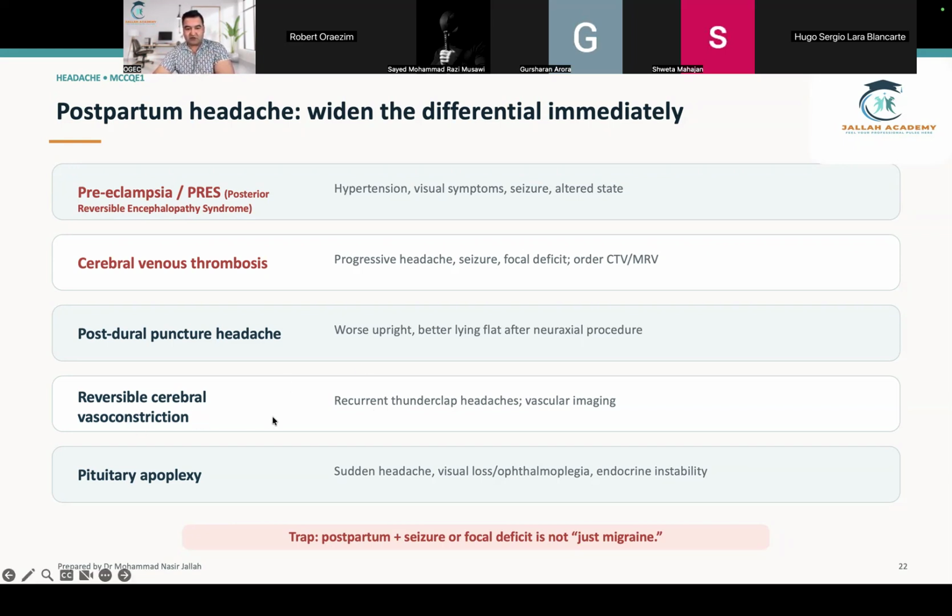Reversible cerebral vasoconstriction: recurring thunderclap headache, vascular imaging. Pituitary apoplexy: sudden headache, visual loss, ophthalmoplegia, endocrine instability. Trap: postpartum headache plus seizure or focal deficit is not just a migraine. We need to rule out this.